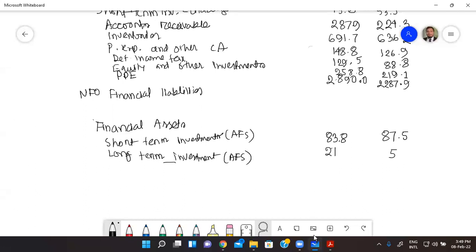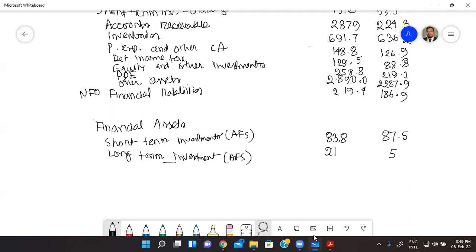Okay. Next, other assets. As there is no more supporting information, we need to write other assets. So it is 219,000. We can write 219.4 million. Here we can write 186.9 million.